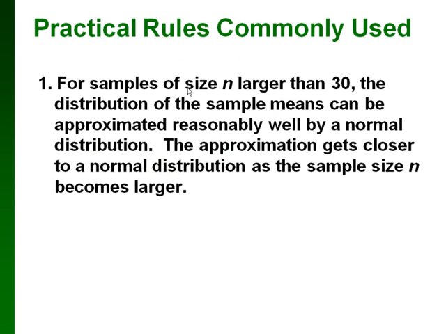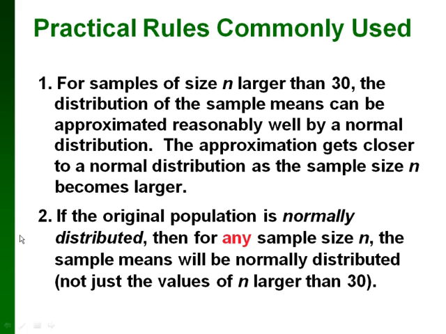Practical rules that we use for this: if we have samples of size n larger than 30, then we can pretty much count on our distribution of our sample means being approximately normal. We get closer to a normal distribution as our sample size becomes larger. The second one is that if our original population is normally distributed, then it doesn't matter what the sample size is. It can be smaller than 30, and still the sample means will be normally distributed.